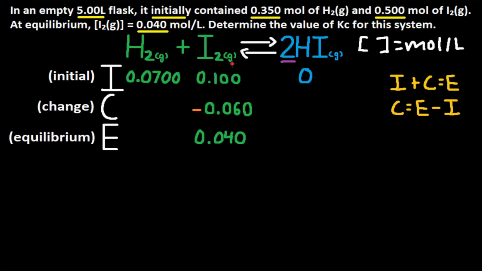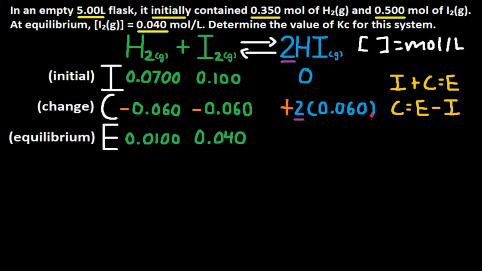H2 is on the same side as I2, so we'll have a negative change of 0.060. Initial plus change is equal to equilibrium, so you have 0.0700 plus negative 0.060, and that will get us the equilibrium value. HI is on the other side, the product side, so it will have a positive change of 0.060. However, it has a coefficient of 2, and coefficients multiply the change, so we have 2 multiplied by 0.060. Now, the reasoning behind this is, in terms of shifting, how do H2 and I2 decrease? Well, shift right will decrease H2 and I2, but it will also increase HI. Initial plus change is equal to equilibrium, so 0 plus 2 multiplied by 0.060 will get us 0.12.